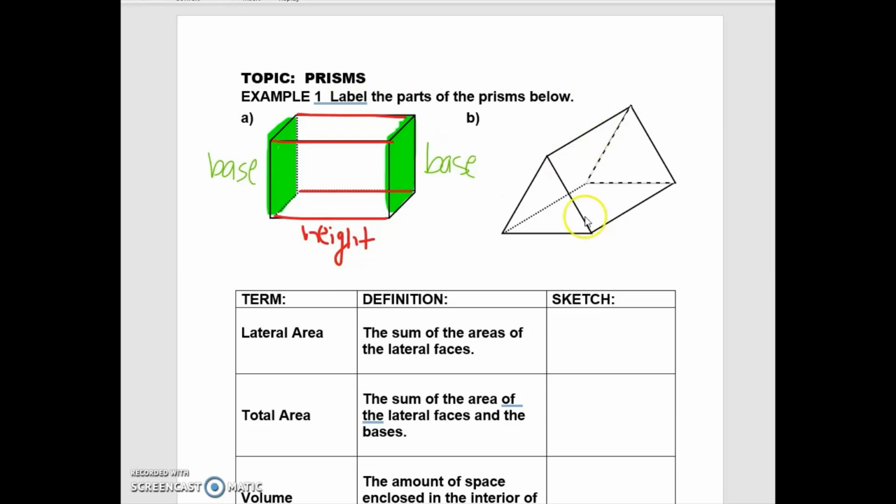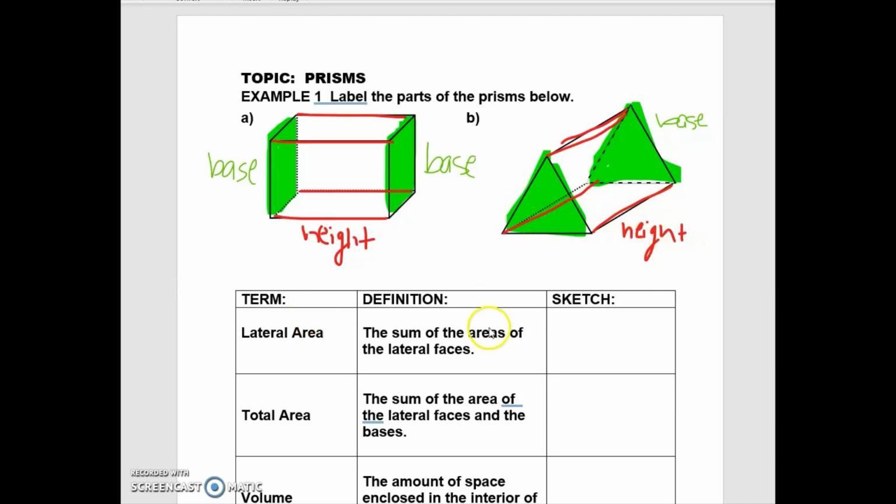So part B, this is a triangular prism. Both of our bases are triangles. Okay? So these are the sides that are congruent and parallel. So one base, two base. And that means that this length is going to be our height. Yay!